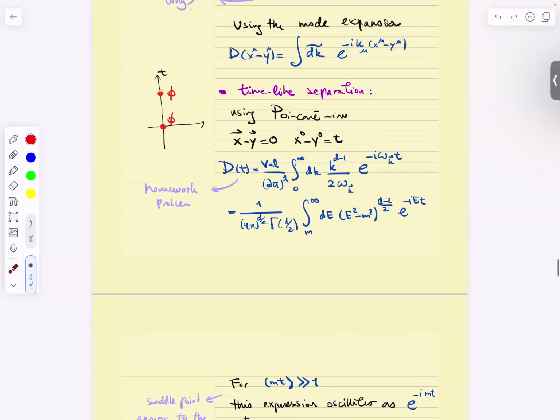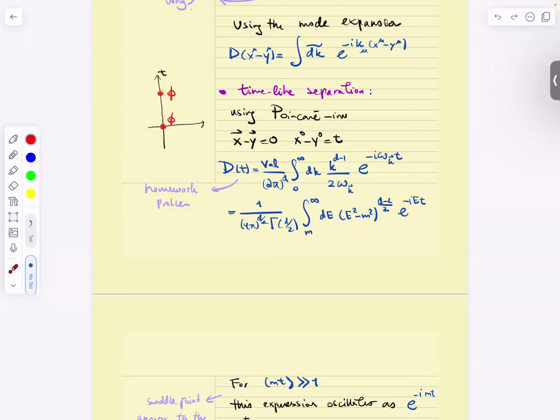This integral is still kind of wild. Why is the lower end of this m? It's the lowest energy possible, right? What is E? If I'm integrating over k squared, the lowest possible thing is m. So that's the beginning of energy.